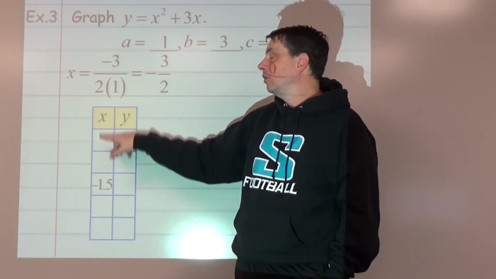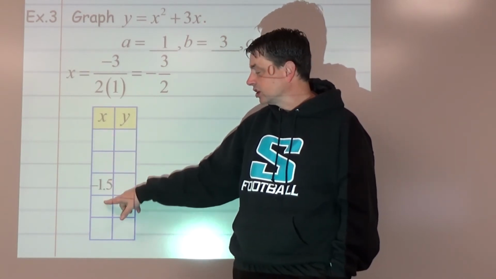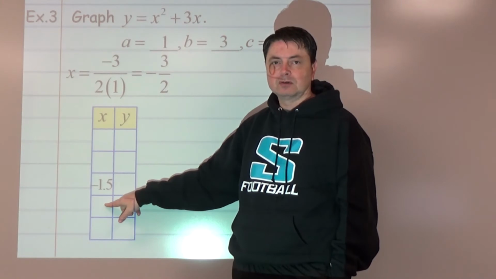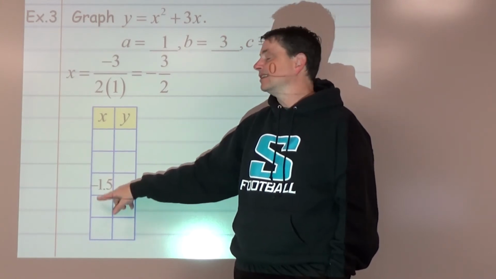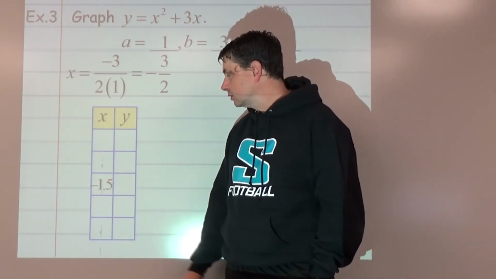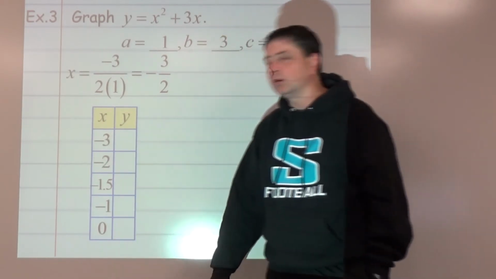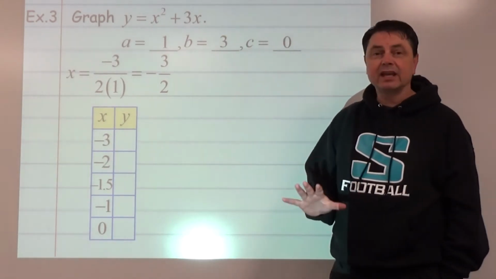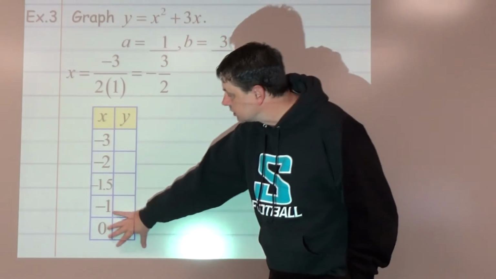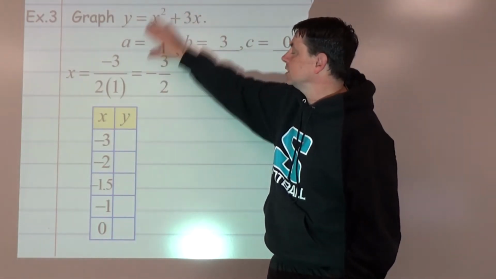Negative 2, then negative 3. What's just to the right? Not 0. Don't skip one. It's negative 1 and then 0. So these are the x's that we want to do. Now take a moment. Go ahead and start substituting those into our function.